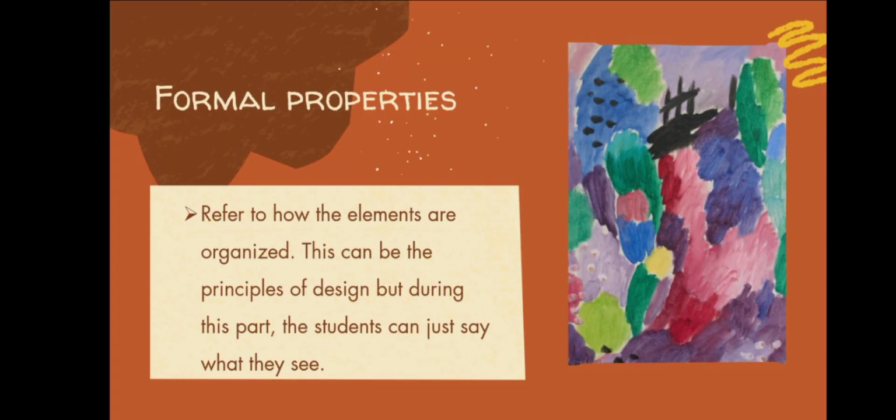Next one is formal properties. This refers to how the elements are organized. This can be the principles of design, but during this part, the students can just say what they see. Formal properties refer to the visual elements and principles that artists use to create artworks. Understanding formal properties allows viewers to analyze and appreciate the artistic choices made by the artist in the creation of the artwork.